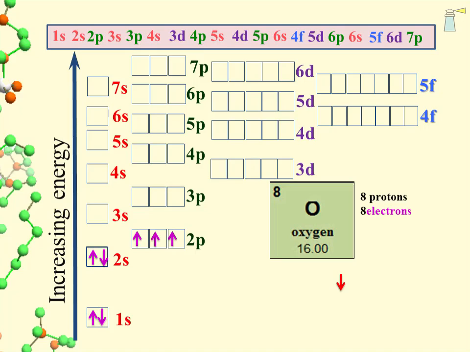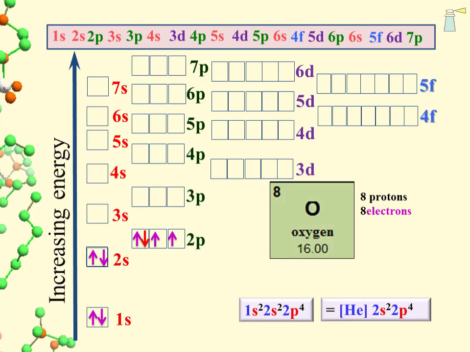It would be a mistake to put the last electron in the next lowest energy level, the 3s. Instead, we're going to start pairing the 2p orbitals because each can hold 2 electrons. And yes, by convention, we will start with the one on the left. 1s2, 2s2, 2p4.